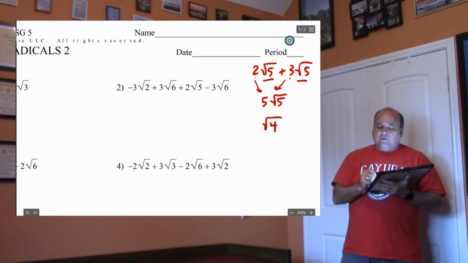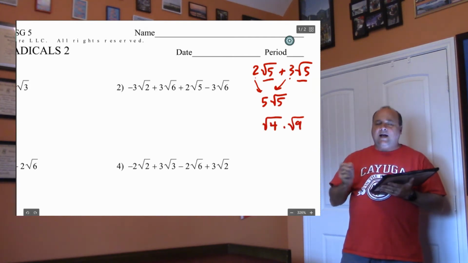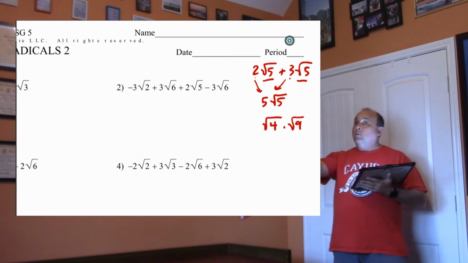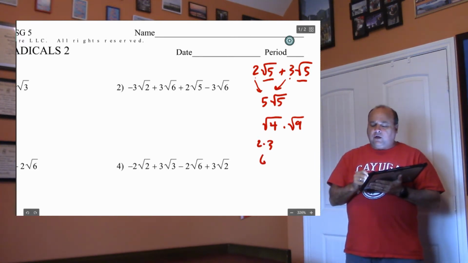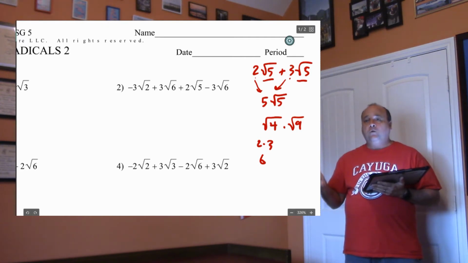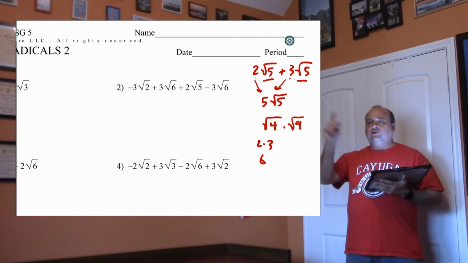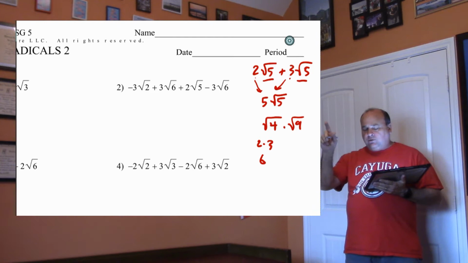Let's do this one. The square root of 4 times the square root of 9. First, let's do it one way. The square root of 4 is 2. The square root of 9 is 3. 2 times 3 is 6. Correct?